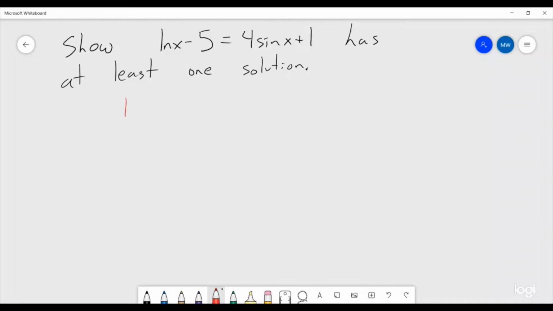So, if we start with natural log of x minus 5 equaling 4 sine x plus 1, what we can do is rewrite this a little bit so that we have something equal to 0. If we subtract some stuff over to one side, we get natural log of x minus 5 minus 4 sine x minus 1 equals 0, and we are just going to set this whole piece equal to f of x. So now we have a continuous function, and we are trying to show that it's equal to 0.